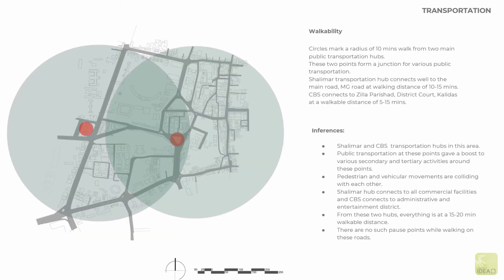The circle shows the walkable distance of 10 minutes marked from two major transport hubs, CBS and Shalimar. CBS connects to administrative buildings, schools, entertainment, and cultural district, whereas Shalimar connects schools, commercial zones, and the old core of the city.